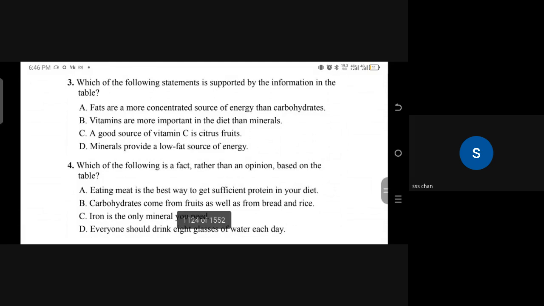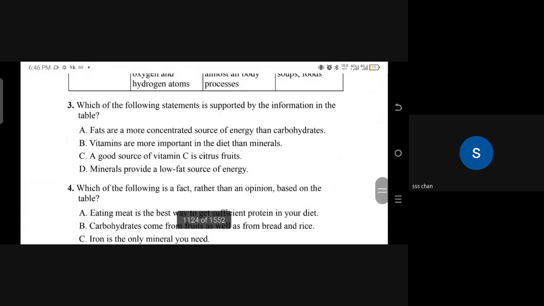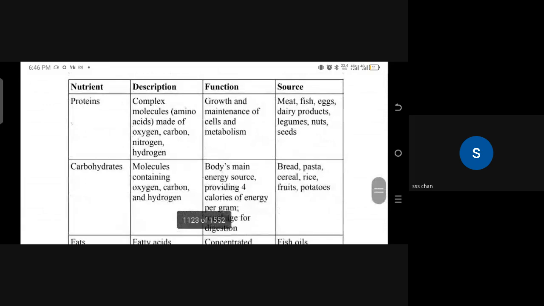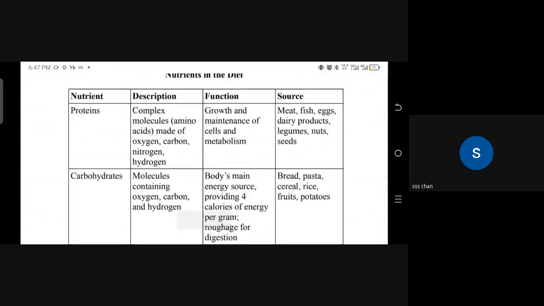Eating meat is the best way. It's very close, but it is not the answer, because obviously it's not the only way. It is more like an opinion. The fact here is that carbohydrates come from fruits as well as from bread and rice. As you can see from the table, the main sources of carbohydrates are your bread, pasta, cereal, rice, fruits, and potatoes. Most fruits like your apple and banana all contain sugar, which is also an important source of carbohydrates.